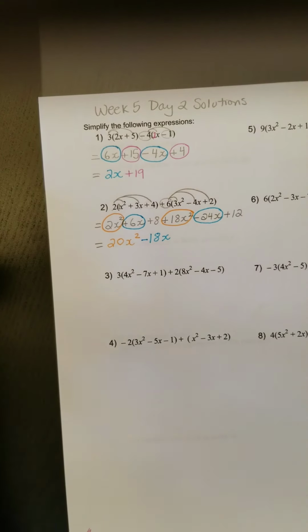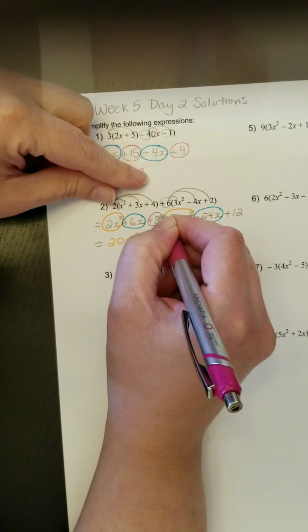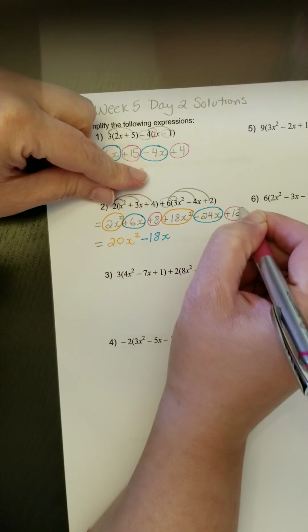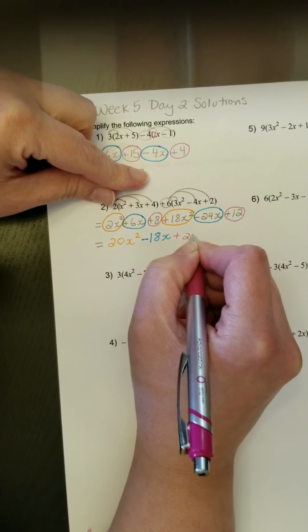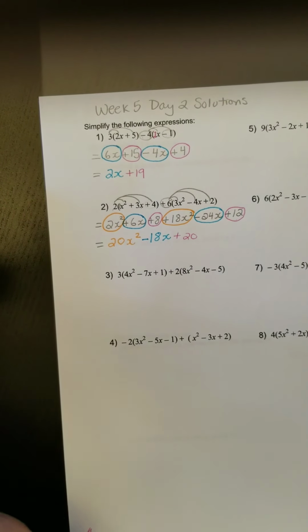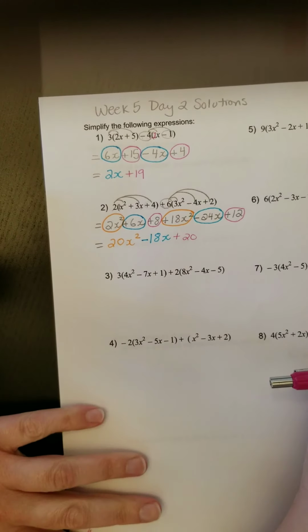And the last one are just the numbers. Again, notice how I'm circling the signs in here. I have a positive 8 and a positive 12. Positive 8 plus 12 more is 20, and that's a positive 20. So again, really careful with which signs go with which numbers.